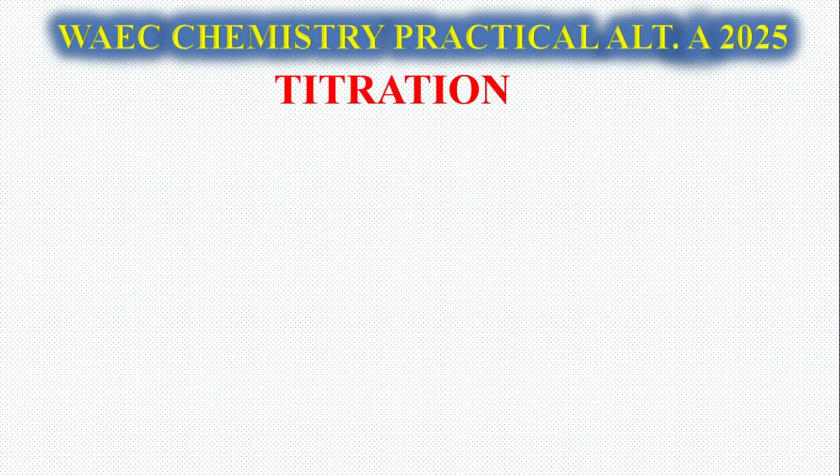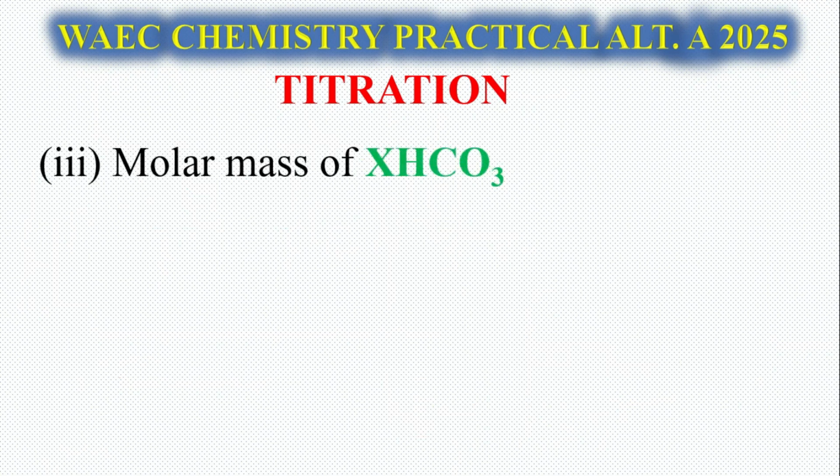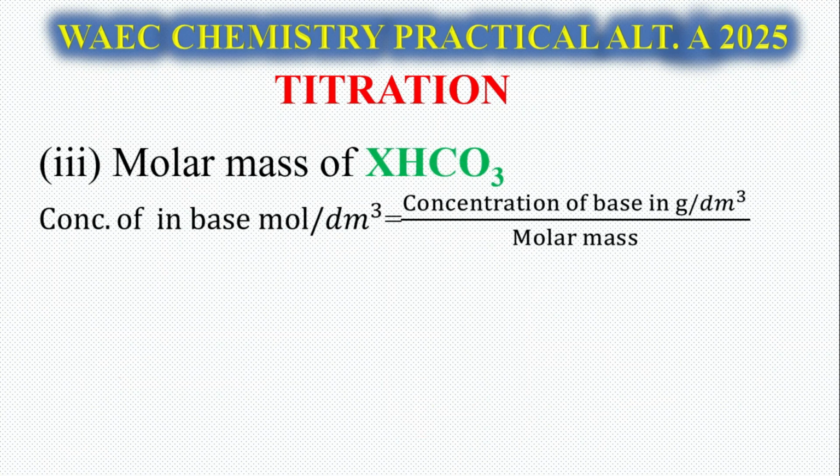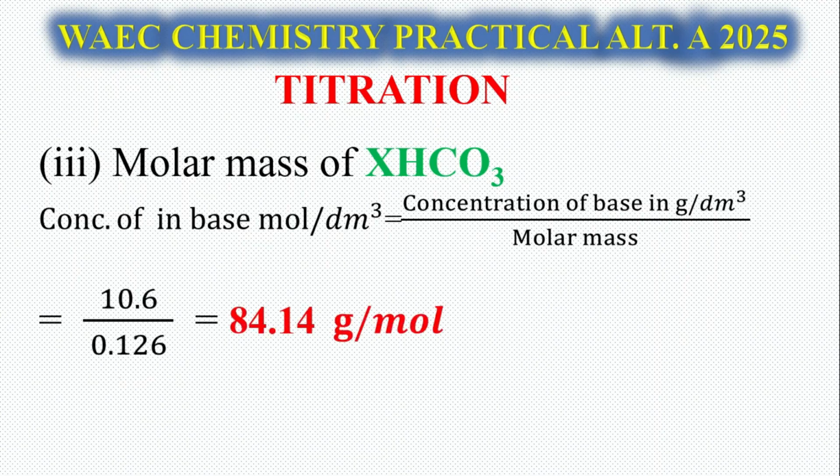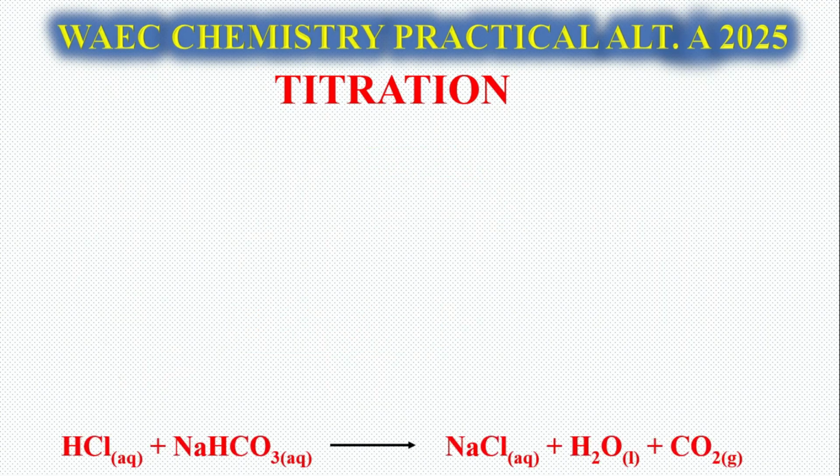The next thing is to calculate the molar mass of XHCO3. So we're going to use our formula: concentration of B in mole per dm³ equals concentration of B in gram per dm³ over molar mass. We are looking for the molar mass, so the value given is 10.6 gram of XHCO3, divided by the value we obtained for CB, which gives us 84.14 gram per mole. Remember, I told you your unit for molar mass is always gram per mole. Please take note when writing the exam on Tuesday so that your mark will not be deducted or reduced by the examiner. Okay, let's go to question number 3 quickly.